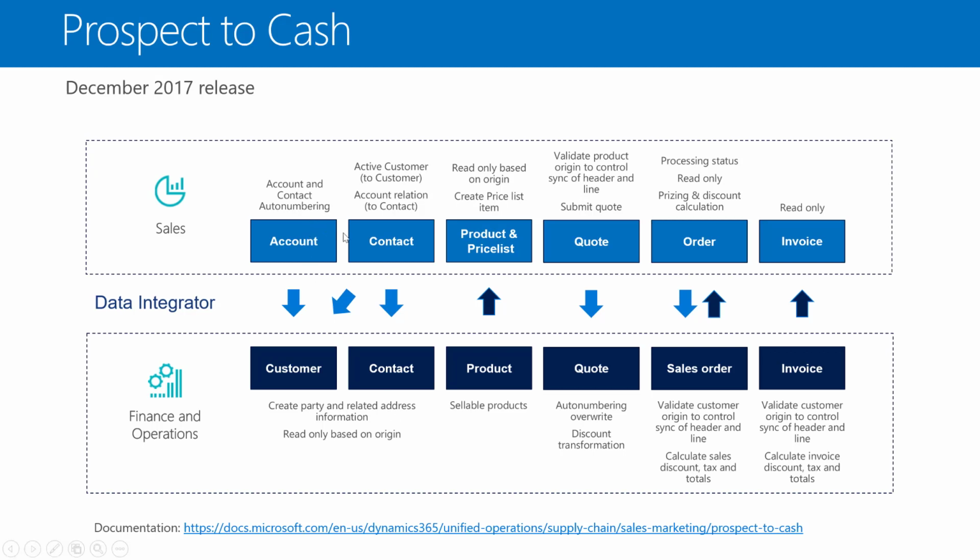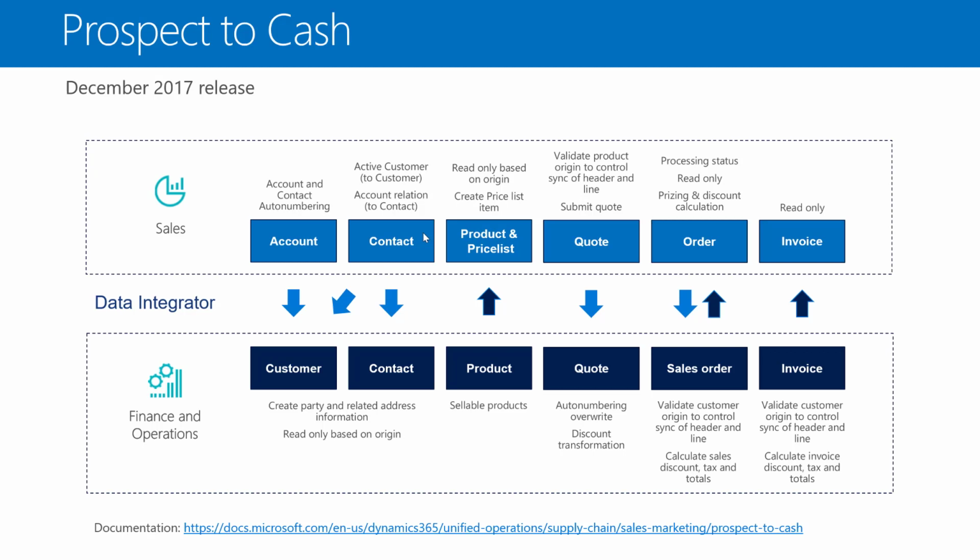If we move on to contacts, or actually before, here we actually have some auto numbering for accounts that we have set up, and the same for contacts on the sales side. For contacts, it's a bit more complex because a contact in the sales module, you can sell to this. You can create a quote or a sales order to a contact, which is not a possibility in finance and operations. In finance and operations, you can only sell to a customer.